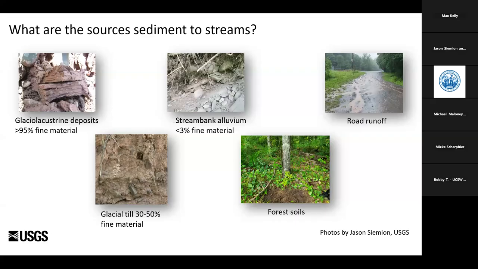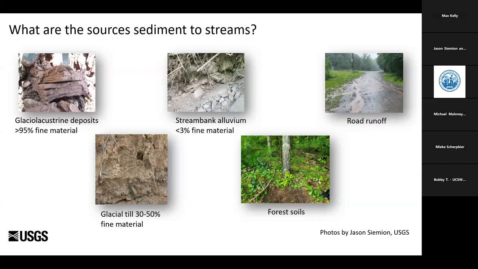Although I will say, during spring melt, if you have some water going over some of these glacial till deposits, you can get some material coming off from them, but it tends to be less of a source than the lacustrine material. Stream bank alluvium is another source that we consider, as it's ubiquitous throughout the stream channels. The thing with the bank alluvium, though, is that it tends to have very few fines in it. We're looking at less than 3%, often down around 1% fine material.